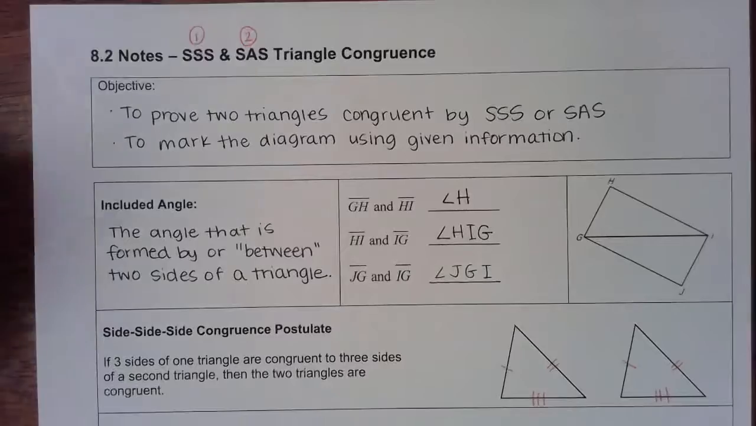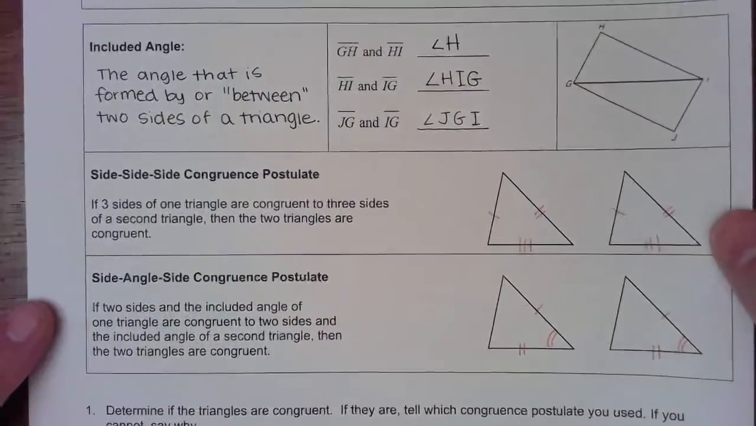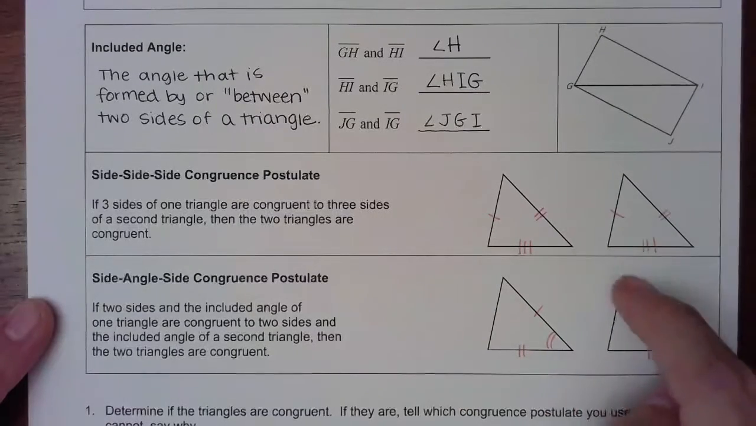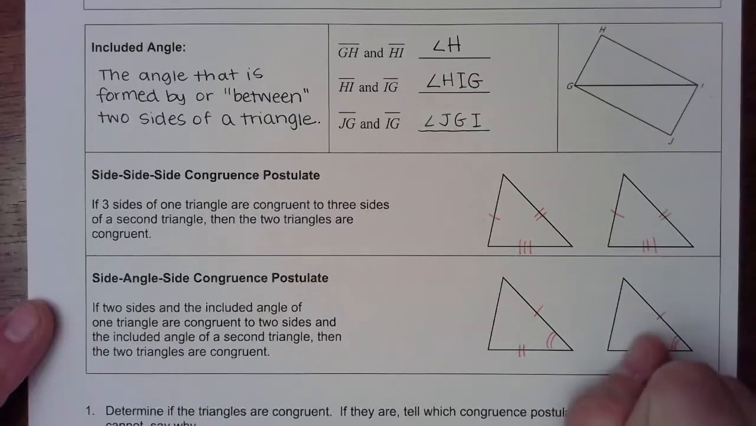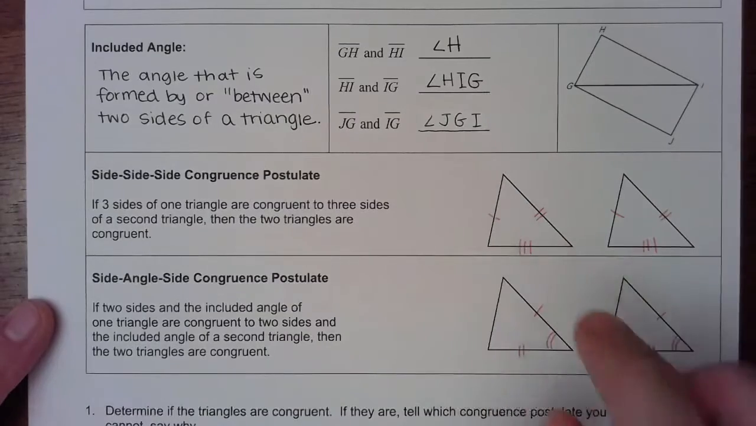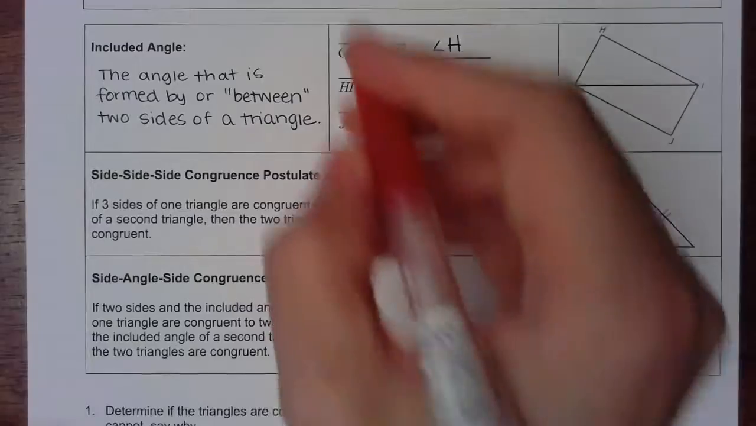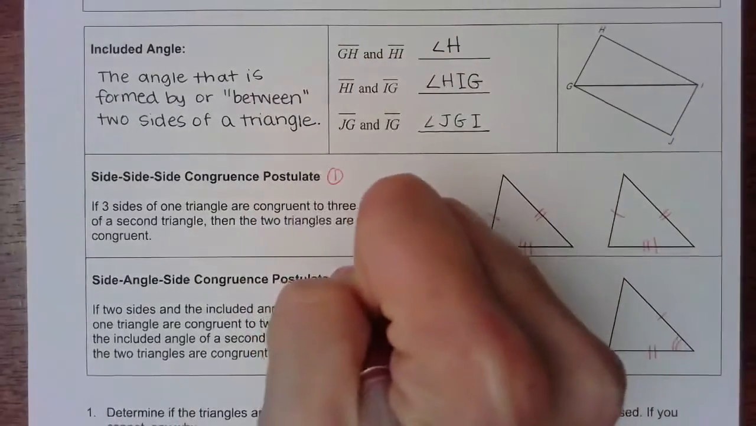If you look down here, the side congruence postulate says that if you know that 3 sides of one triangle, 1, 2, 3, are congruent to 3 sides of the other triangle, then you know that the triangles are congruent even though you don't know anything about the angles. The second one, so again, this is number 1, and this one's number 2.